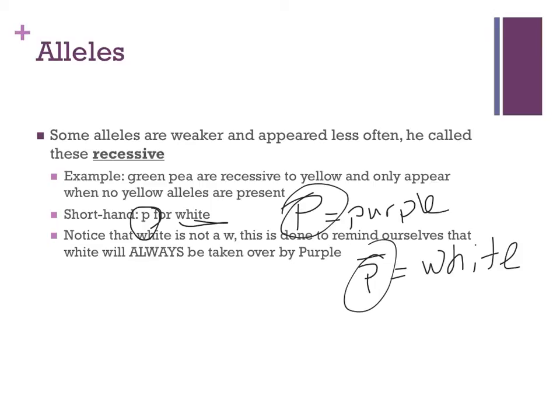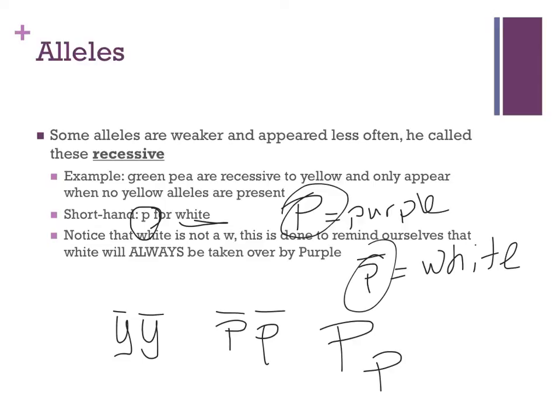So the only way that we're going to ever see green peas, and we see a lot of them, and we'll talk about why that happens later, is if we had the mom giving a little y for the green allele and the dad also giving a little y for the green allele. Or if we use our flower example, mom would give a little p for white and dad would give a little p for white. If dad were to give a big P and mom were to give a little p, we would see a purple plant.